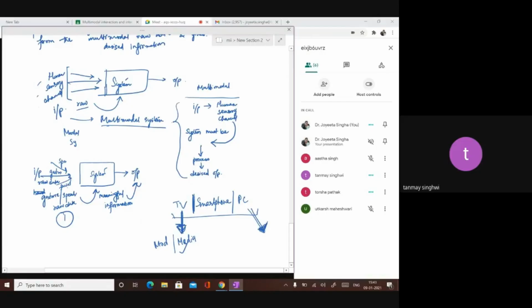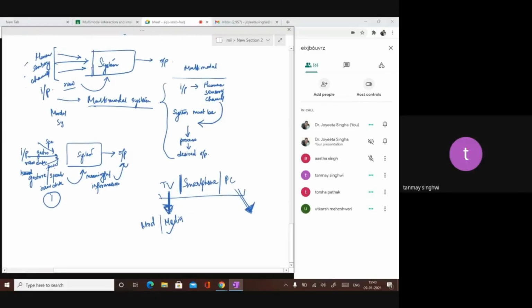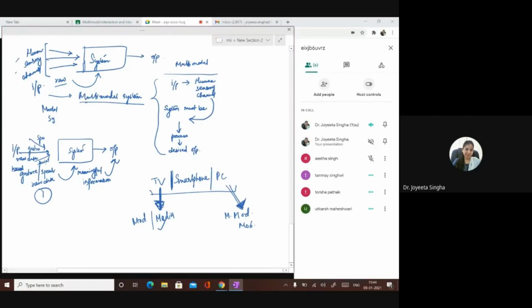Multimodal. Who is saying multimodal? Tanmay. Okay, Tanmay is saying multimodal. Anyone else? Hello. Multimodal. Okay. Tanmay, can you tell me what are the modalities that are used?